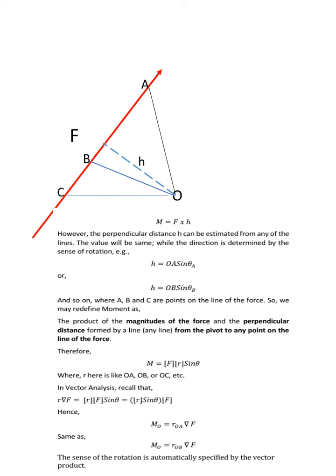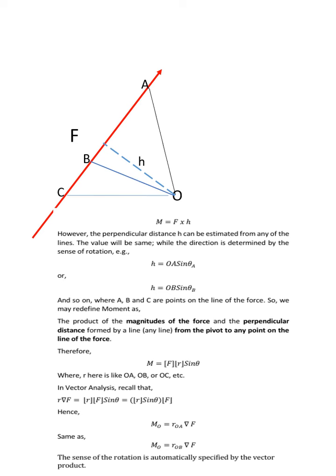So simply, we can redefine moment to be the magnitude of the force multiplied by the perpendicular distance formed by a line run from the pivot to any point on the line. So whether OA, OB, or OC, or any such point that is on the line. So we can write vectorially. In vector form, we can therefore say that moment is F times R sine theta.